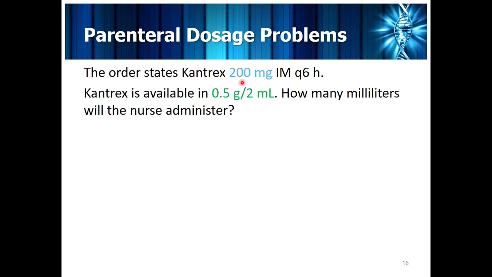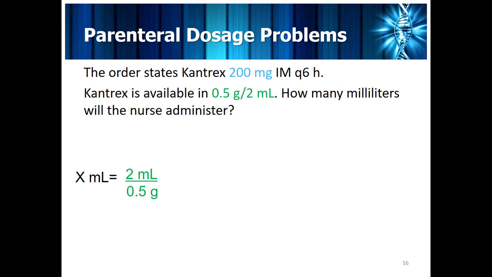The order states Cantrex 200 milligrams. Cantrex is available at 0.5 grams per 2 mLs. How many milliliters will you administer? Again, same idea, X mLs, that's what I need. So I'm going to say, what's up here that deals with milliliters? Well, it's that 0.5 grams per 2 mLs. So I'll put the 2 mLs on top, and add the 0.5 grams on the bottom.